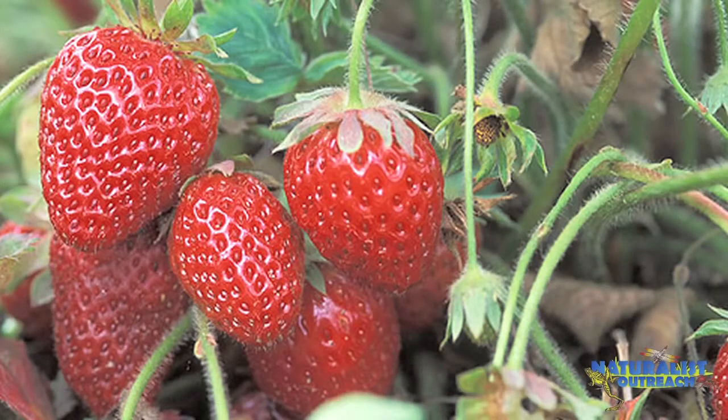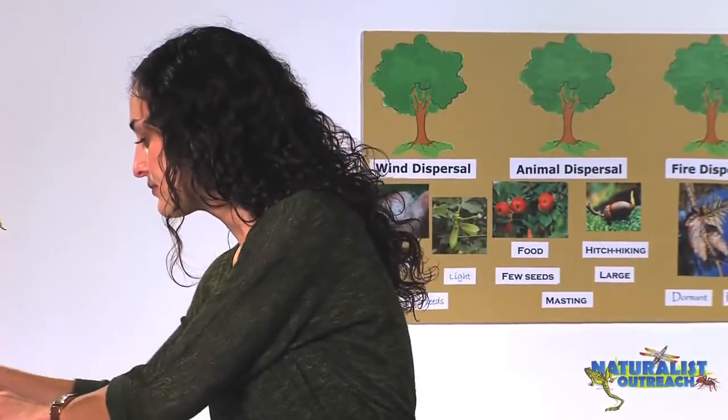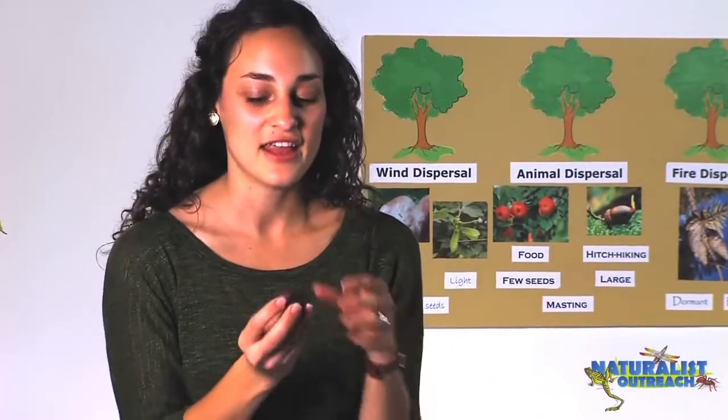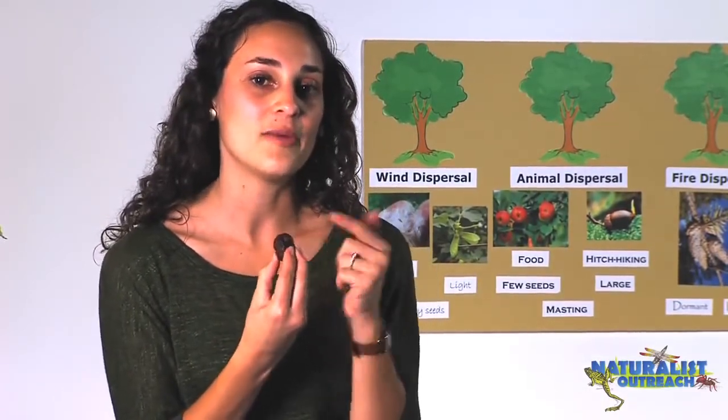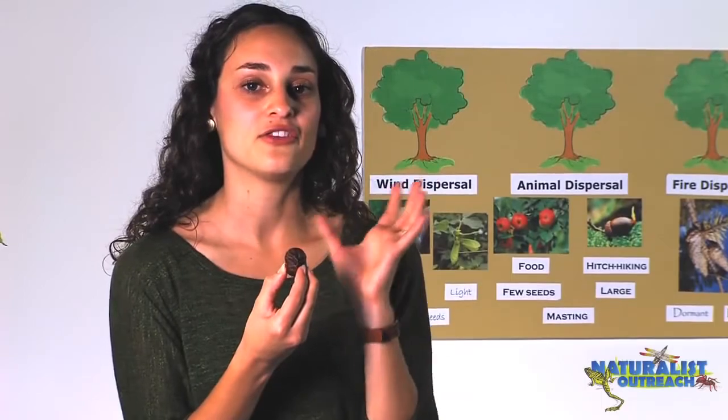So the same goes with the nuts. So if we look at this chestnut, it's much, much larger than the wind-dispersed seeds that we looked at earlier. And that's because this nut is also packed with a lot of nutrients so that the tree has the best chance of growing.